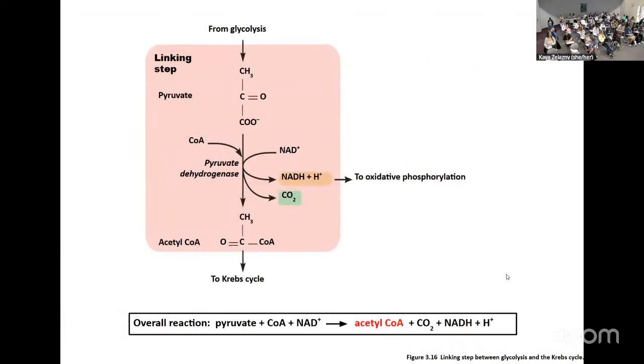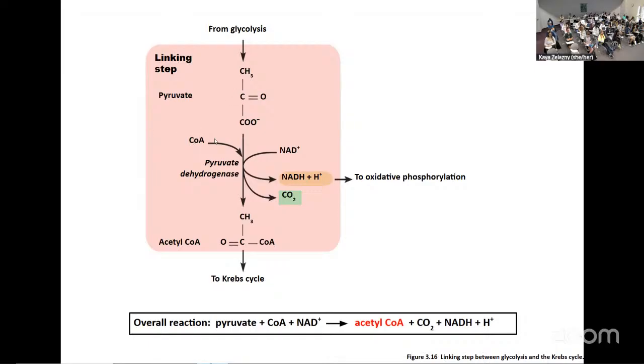The next piece of our puzzle is our linking step with pyruvate. So this is where we go from glycolysis, happening out in the cytosol, but our Krebs cycle is going to be happening inside the mitochondria in the mitochondrial matrix. So we need to actually get there, right? So that's happening in this linking step. We also have some transformation of the molecules involved, right? So here we can see our pyruvate coming in.